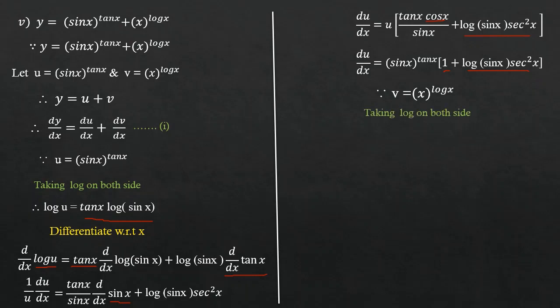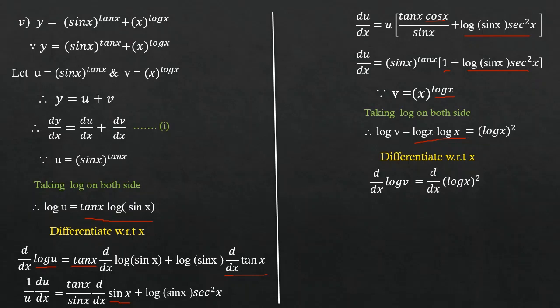So जैसे ही आप log अप्लाई करेंगे, जो भी पावर में log x है वो मल्टीप्लाई में आ जाएगा, and that gives you log v is equal to log x into log x. So log x into log x को हम log x the whole square we can write down. So in the next step we'll differentiate this with respect to x. Log v का derivative is equal to d by dx of log x the whole square. So log v का derivative is 1 upon v dv by dx, and here first you have to take the derivative of the power. So it becomes 2 log x into d by dx of log x.